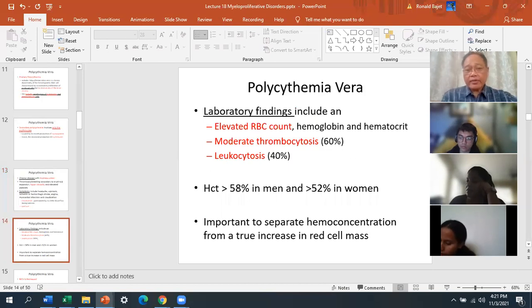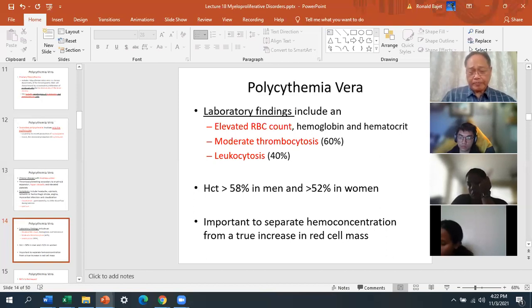So the laboratory findings, obviously you'll see elevated RBC count, moderate thrombocytosis in 60% of the cases, and leukocytosis in 40%. You got overproduction, like I said, of up to 3 cell lines. Hematocrit is greater than 58% in men and 52% in women. Important to separate hemoconcentration from true increase in red cell mass. Now, hemoconcentration is false elevation due to dehydration. So when you're dehydrated, it appears that your RBC count or your H&H is elevated, but that's only because you're dehydrated. You can fix that by rehydrating yourself.